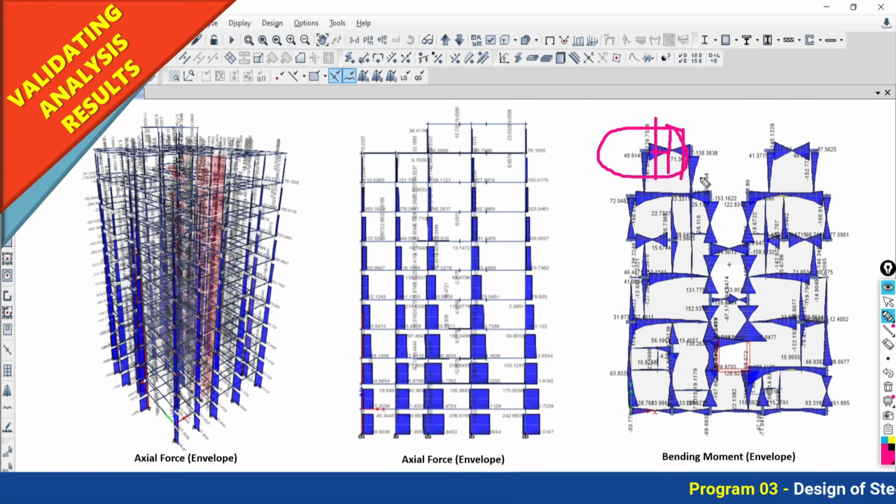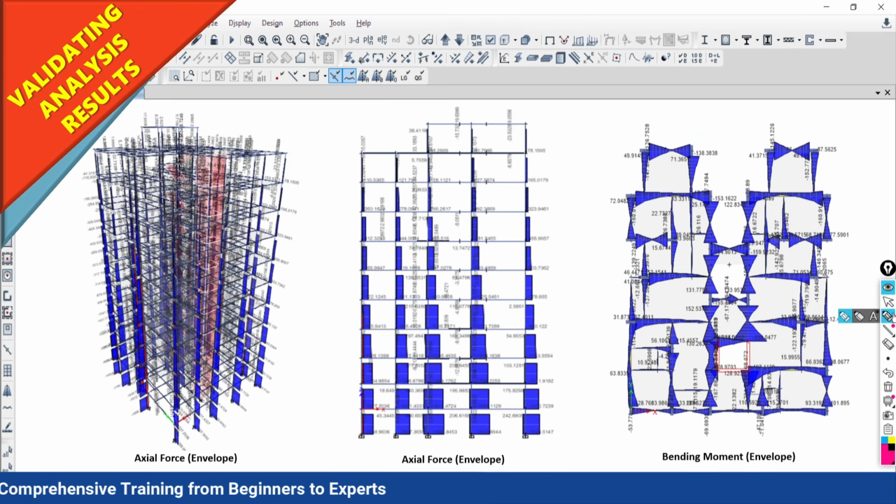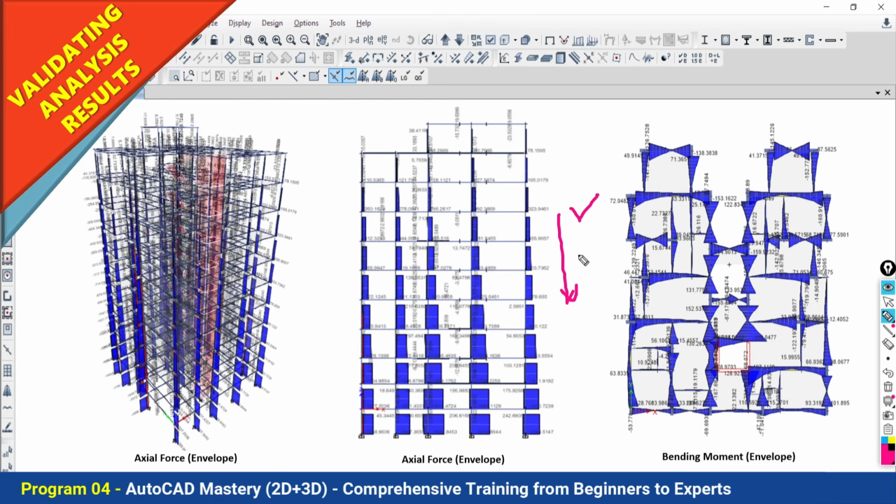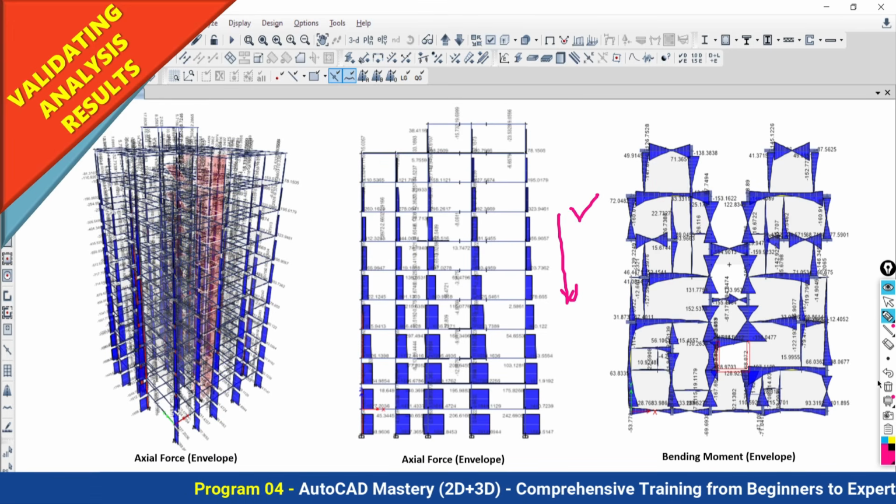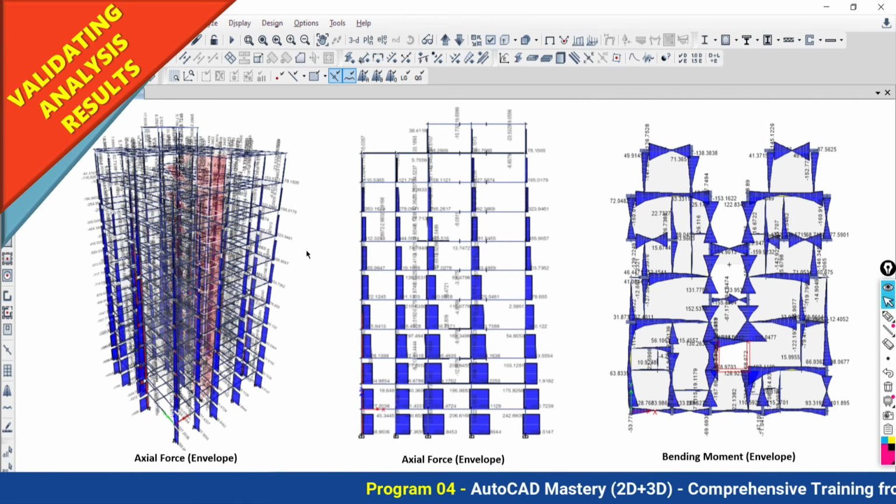What does reversal action mean? How to deal with this reversal action? How to design the element with this reversal action? We will discuss that point also. Whether all the loads were transferred to all the columns or not in the gravitational direction, we are also going to discuss that part. So in detail we are going to cover interpretation of the analysis results.